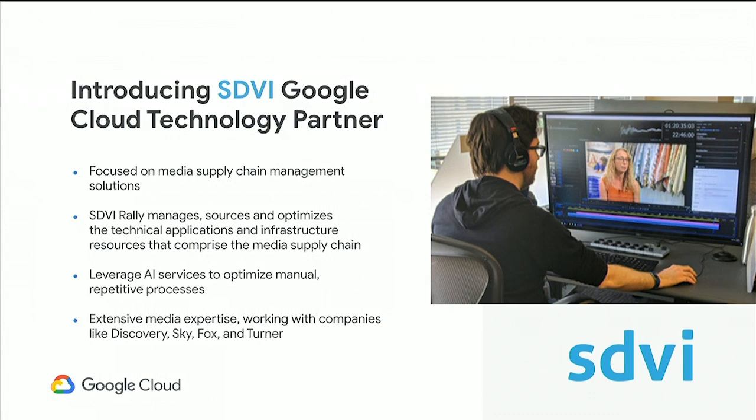First, they have a partner named SDVI, one of our Google Cloud Technology partners. SDVI has been in this business for some time now. They work with large media companies like Discovery, Fox, Sky, and Turner, as well as others. What they do is focus on the media supply chain. They are able to manage and optimize the technical applications in order to process content. They abstract that infrastructure that's needed to do all of this. One example is they can automate the process of running all the content through our ML APIs.